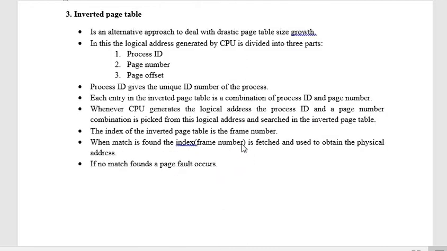So next is the inverted page table. This is the third way of representing the page table. It's an alternative approach to deal with the drastic page table size growth. So how do we do that? We'll see.